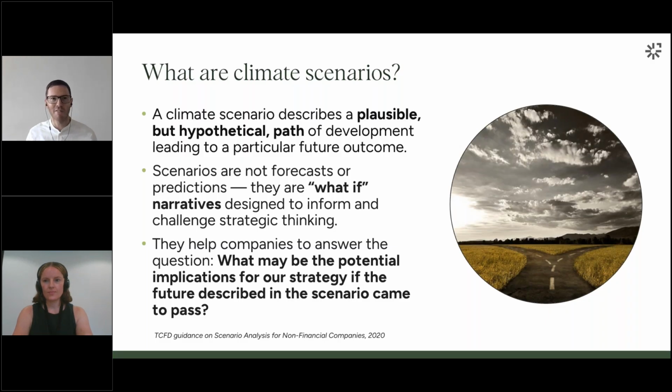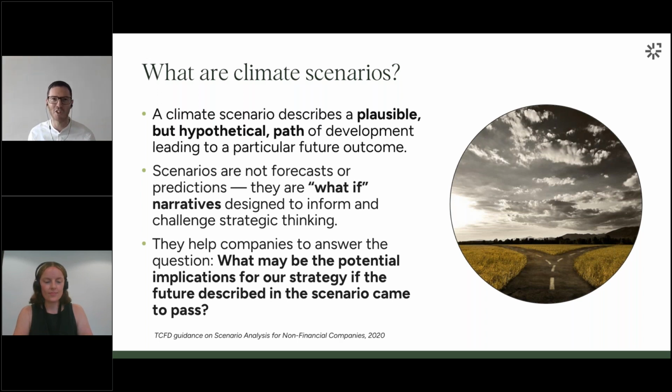Essentially, it's about describing a plausible but hypothetical path which is going to lead to a particular outcome. So it's not really a forecast or a prediction per se, but more of a what-if narrative, designed to inform thinking, decision making, and provoke conversations, and really to answer the question of what might be the potential implications for our strategy if X actually came to pass. That's how I would think about it. This is essentially what the TCFD says, and we find it a very useful exercise.